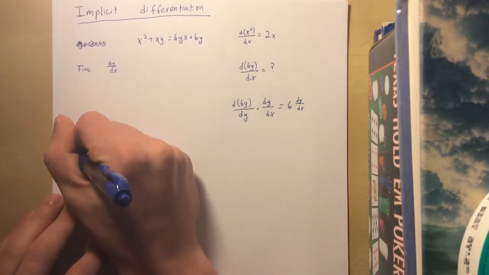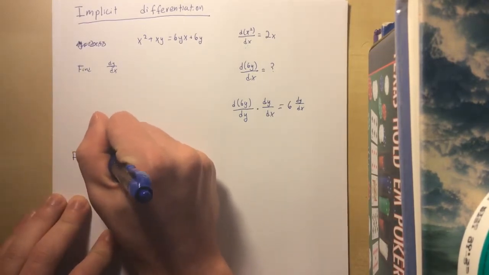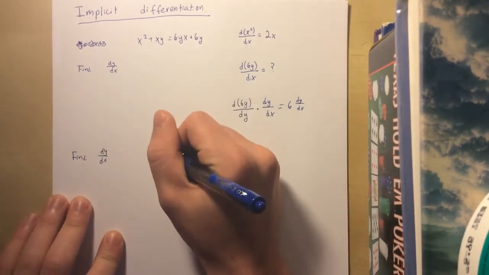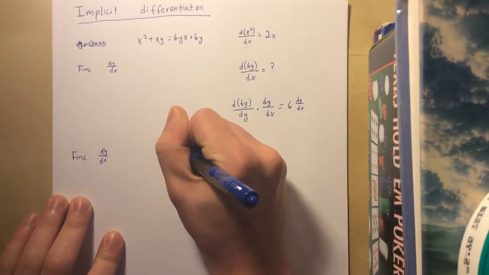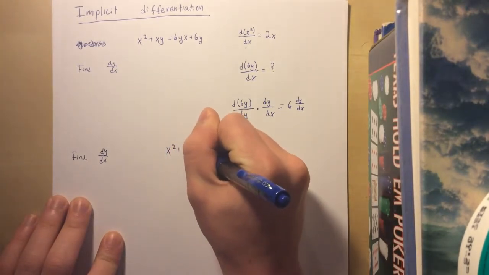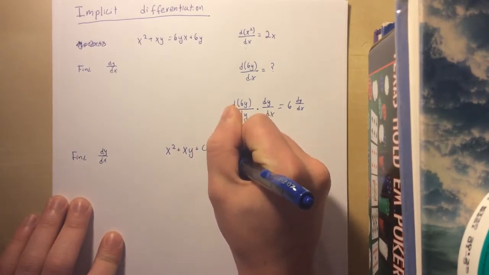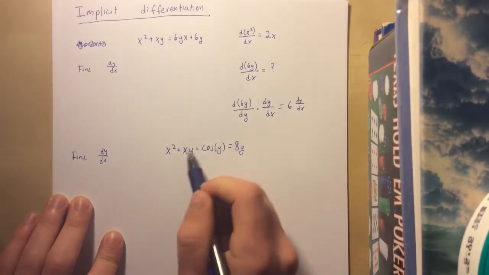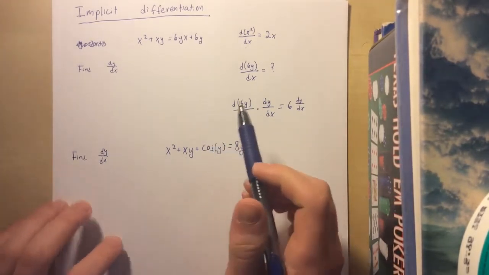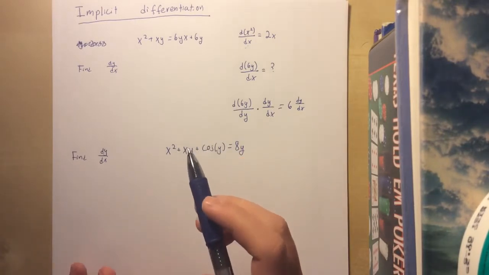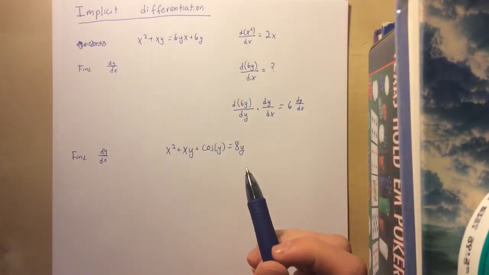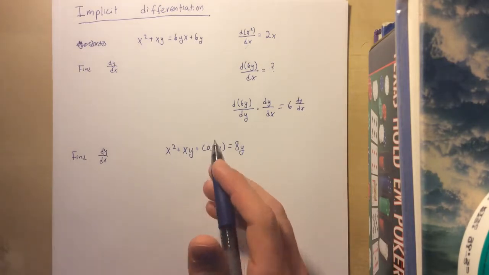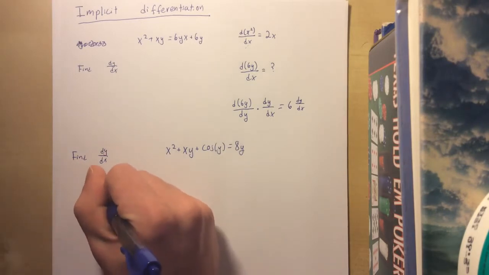So the question is to find dy dx, and the implicit expression is x squared plus xy plus cosine y equals 8y. As you can see, we have x's and y's on the left side and just y's on the right side, so it's an implicit expression. So let's go ahead and do this. Let's start with this x squared. The derivative of x squared with respect to x is just 2x.